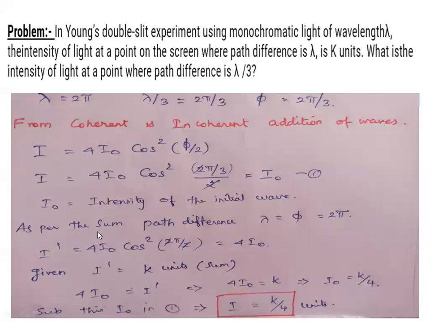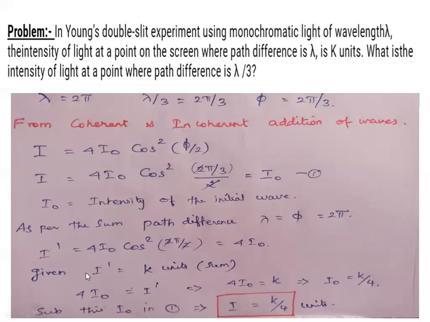As per the numeric, the path difference is lambda. So the phase difference for lambda is 2 pi. What will happen over here? The second intensity I dash is equal to 4 I naught cos squared 2 pi by 2, which is equal to 4 into I naught.